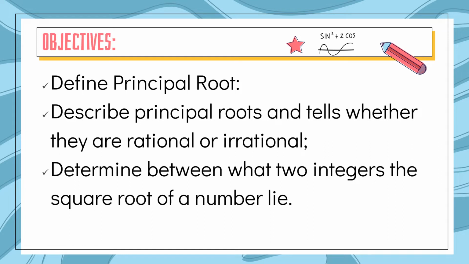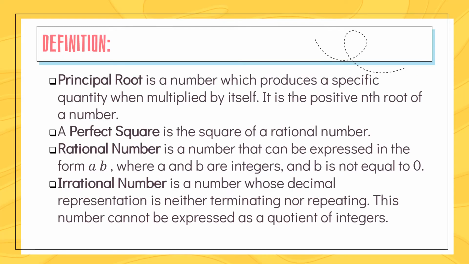Objectives. First, we will define principal root. Second, we will describe principal roots and tell whether they are rational or irrational. And the third one is we will determine between what two integers the square root of a number lies. These are the definitions of principal root, perfect square, rational number, and irrational number.